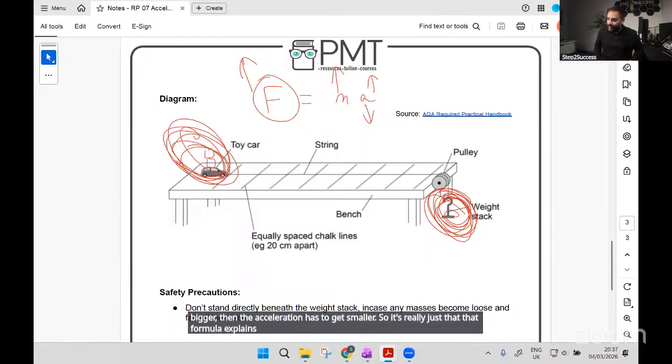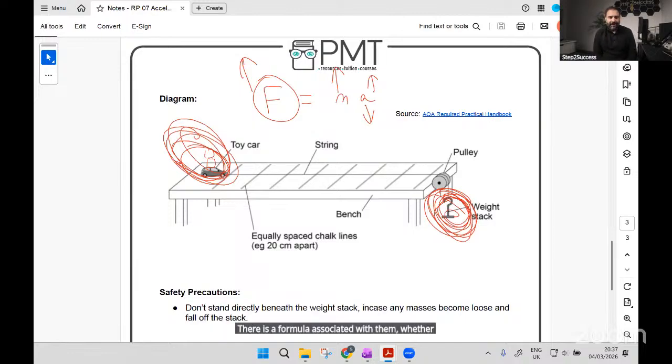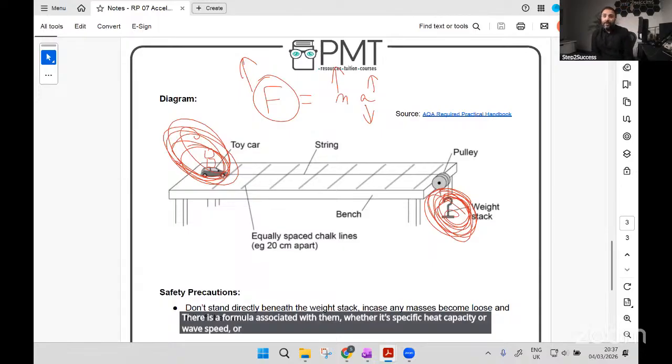As is the case with most physics required practicals, there is a formula associated with them, whether it's specific heat capacity or wave speed or resistance or density. There's a formula associated with basically every physics required practical, which kind of explains what you're about to do.